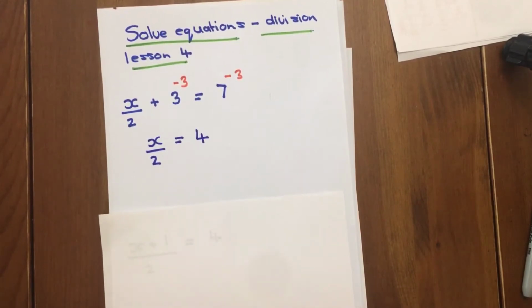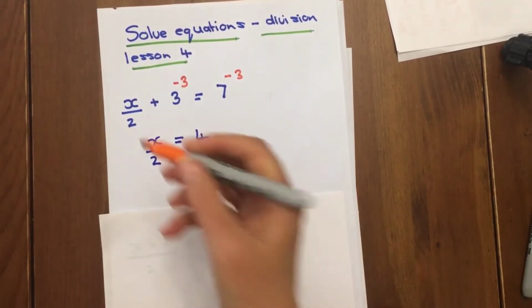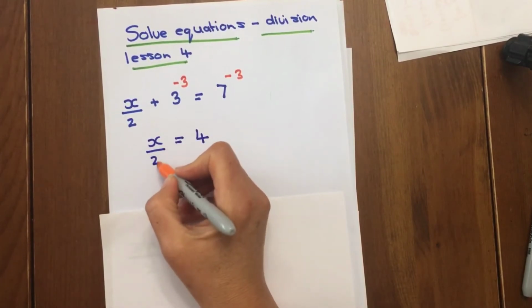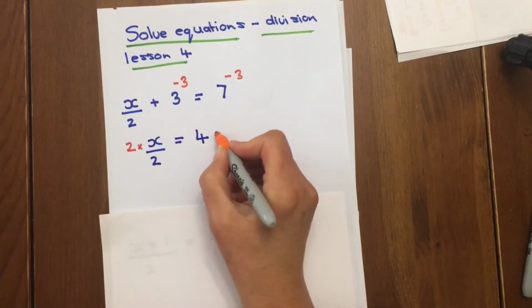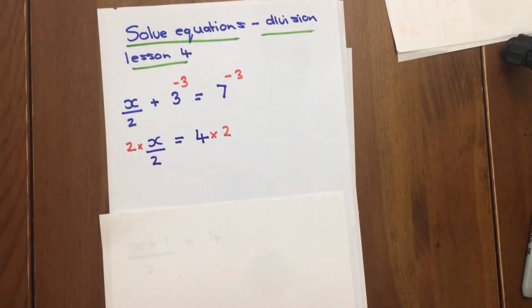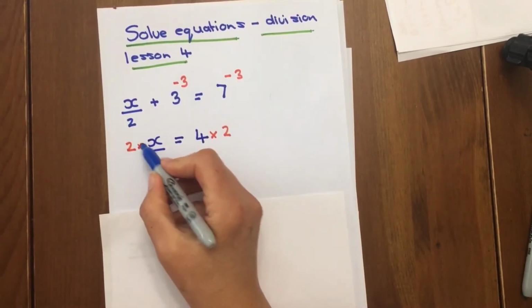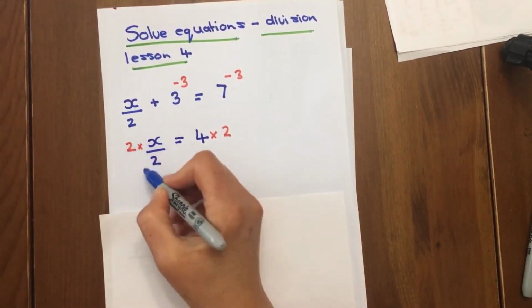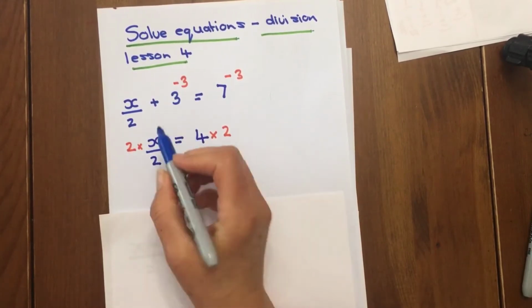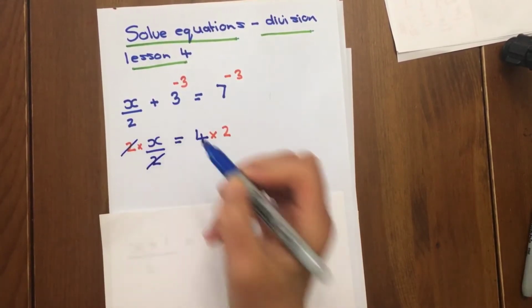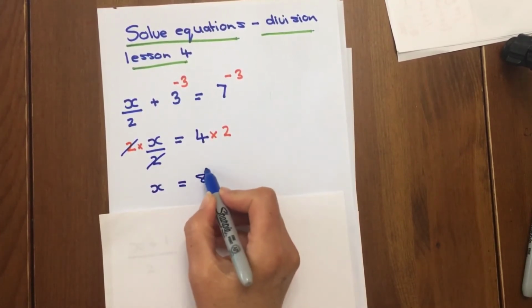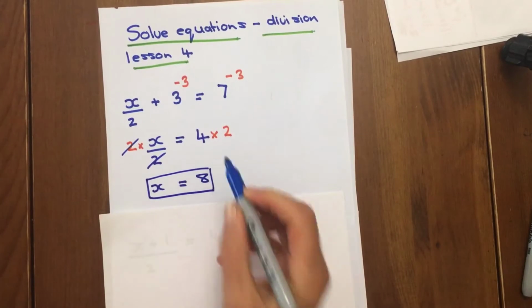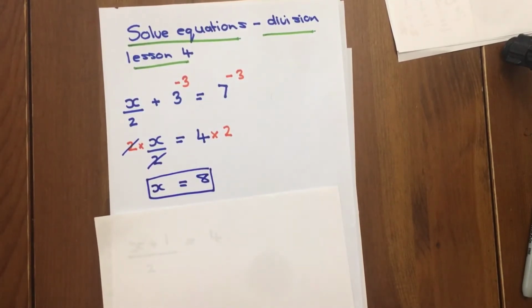Now, we want to get x on its own. So I asked myself, what's the inverse of dividing by 2? The inverse of dividing by 2 is to times by 2. So I need to times both sides of the equation by 2. Timesing by 2, then dividing by 2, will go to 1. 2 divided by 2 is just 1. Or we can think of them as cancelling each other out, just to be left with x. And 4 times 2 is 8. So my answer is 8.